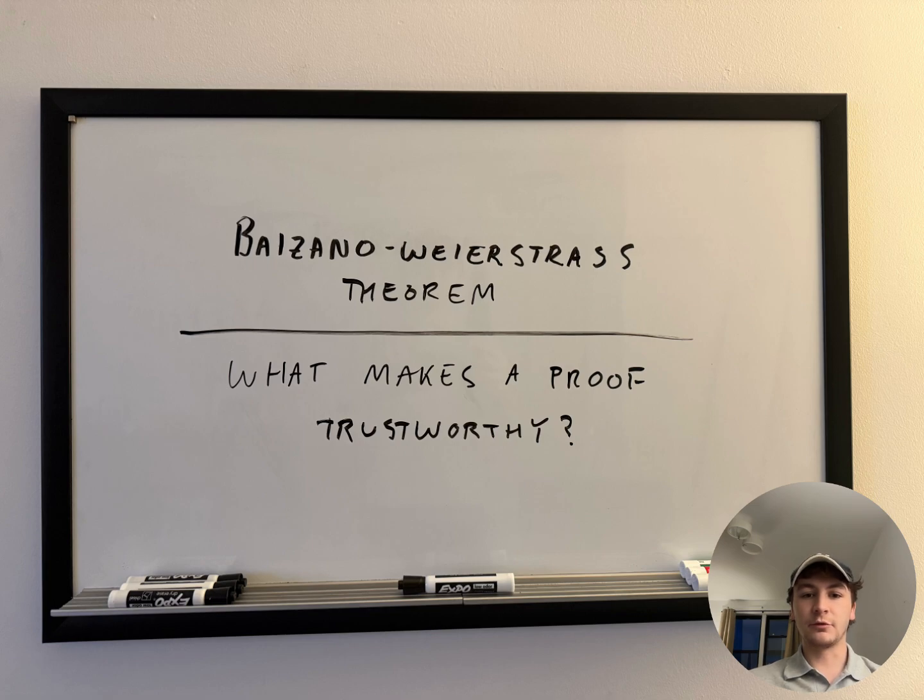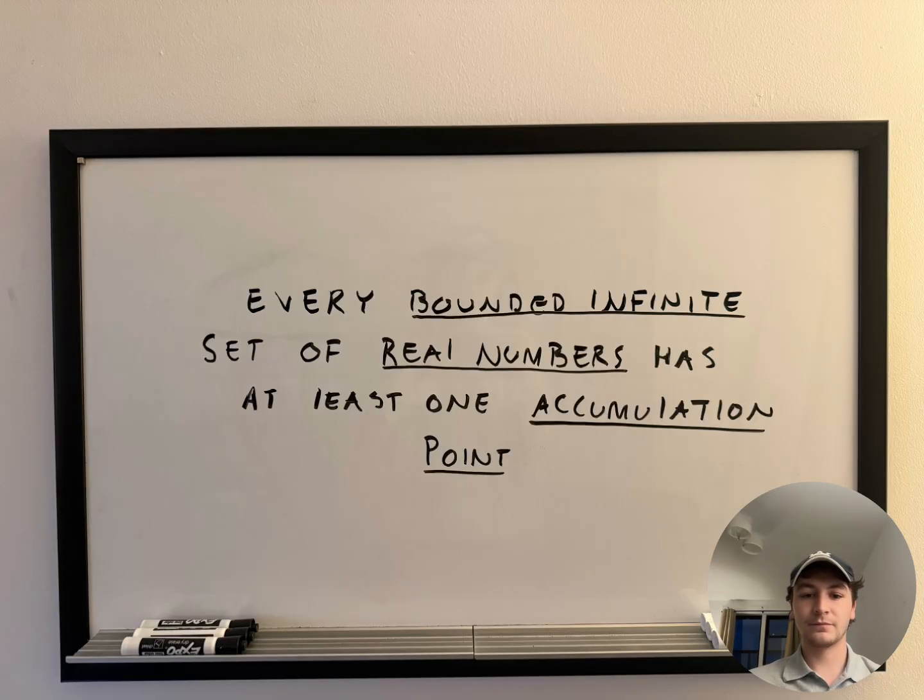Today I'm going to walk through the theorem, show you how the proof works, and then talk about what happened when I asked AI to prove the same thing. So here's the Bolzano-Weierstrass theorem. It states simply every bounded infinite set of real numbers has at least one accumulation point. Before that means anything, we need to unpack two things. What is a bounded infinite set, and what is an accumulation point?